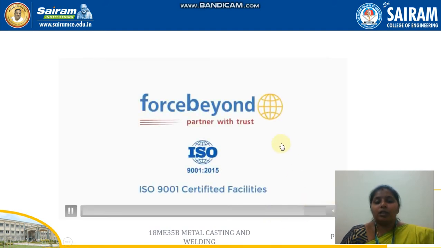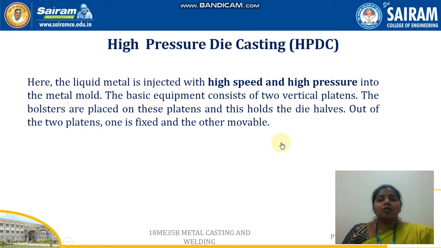So this is about the low pressure die casting. So next comes the high pressure die casting. Here the liquid metal is injected with a high speed and a high pressure. The name itself implies it is high pressure die casting. So metal at a very high speed and pressure is injected into the cavity to produce the component.